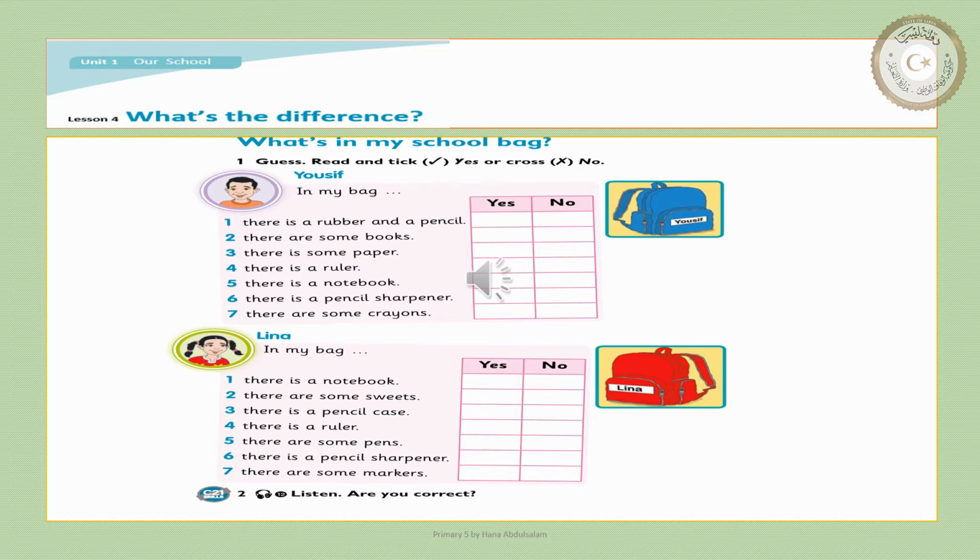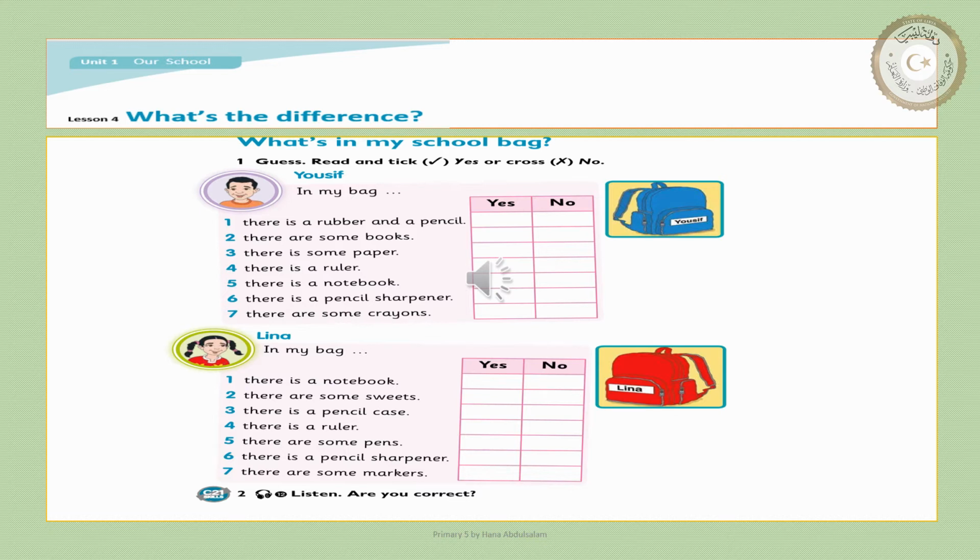Listen, are you correct? What's in my school bag? Well, there are some books, and there's a rubber, and a pencil. There are some crayons, and there's a pencil case. There is a ruler, and there are some pens.